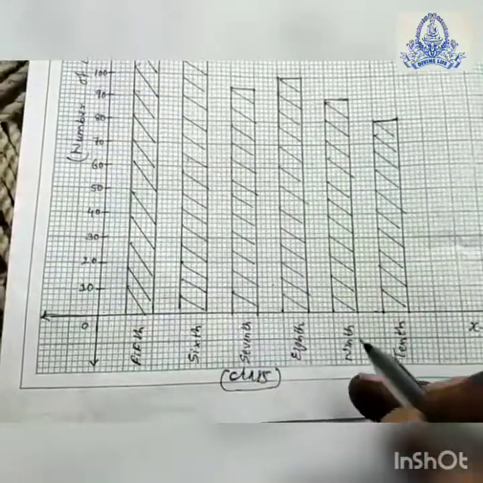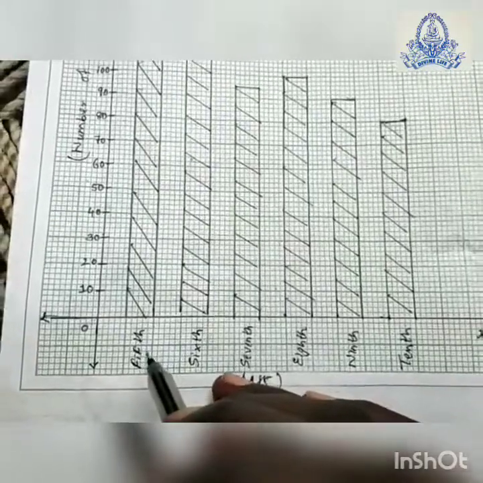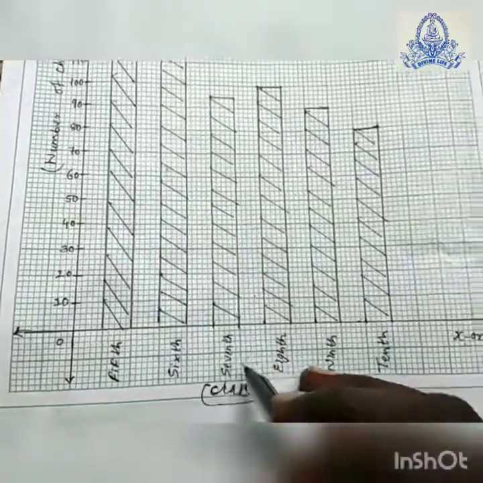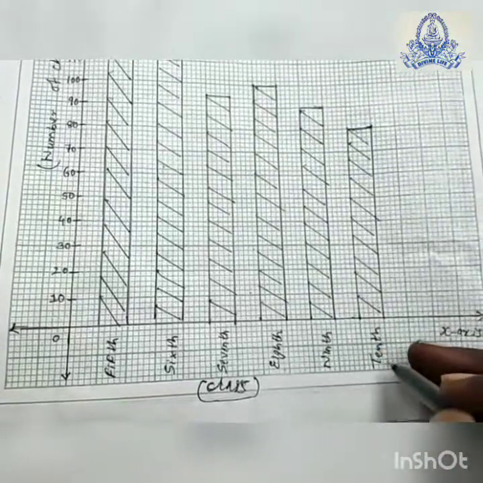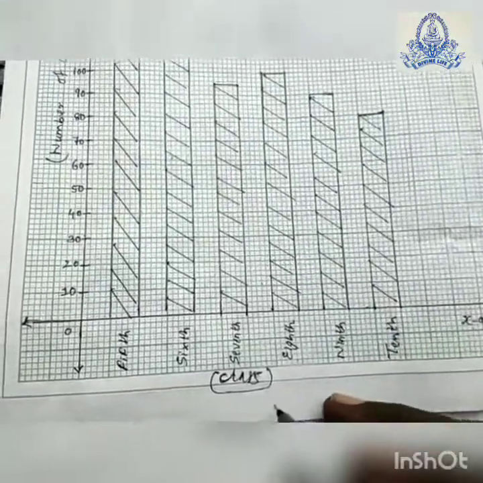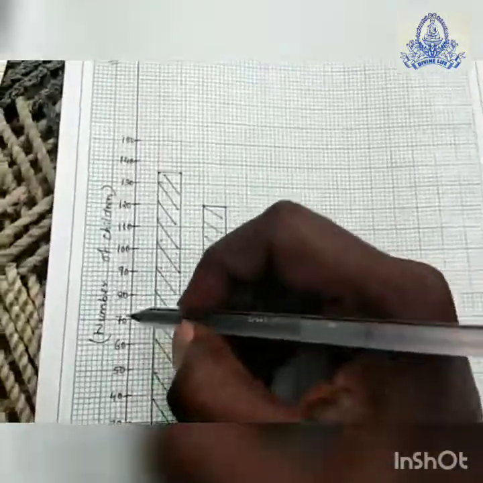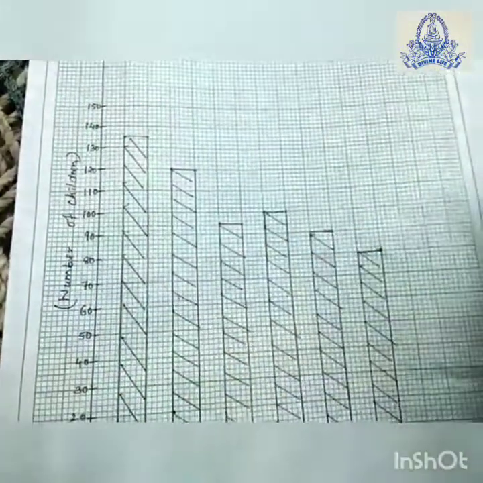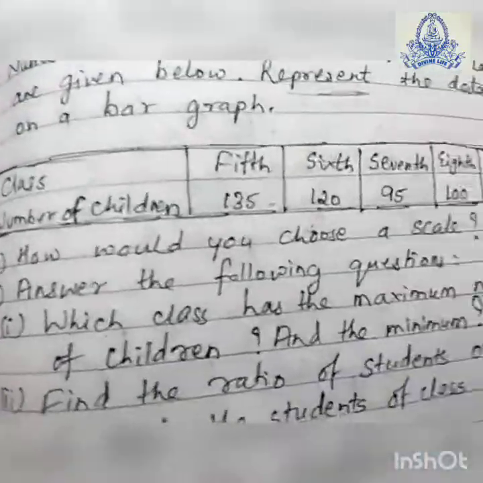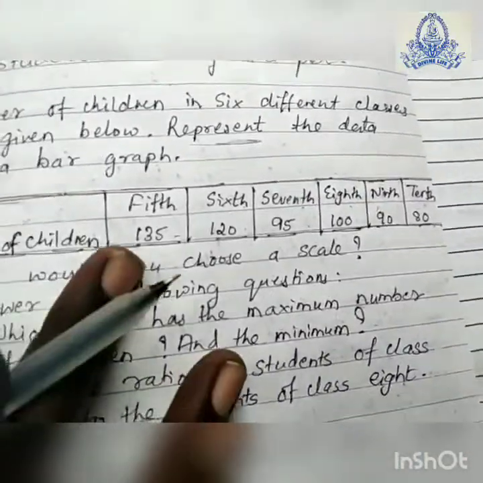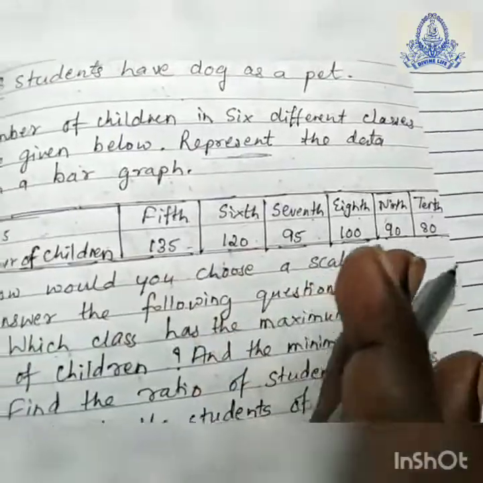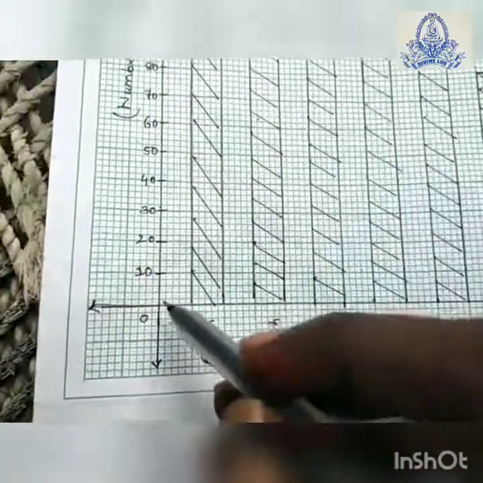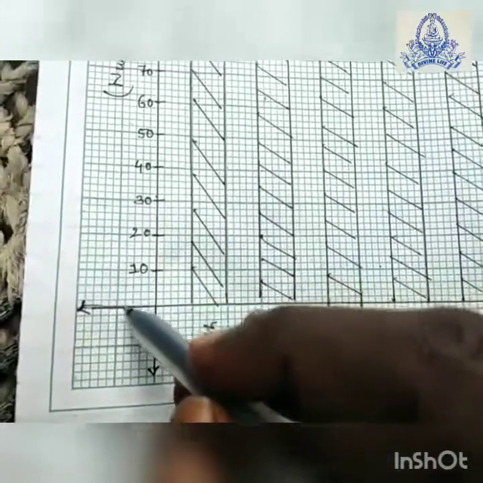We will put on the x-axis the standard, which is the classes that have been given: first is 5th, 6th, 7th, 8th, 9th and 10th class. So this is the class on the x-axis, and here on the vertical column, the number of children. In the question we have seen that the highest number of children is 135 and the lowest is 80. So we can take a difference of 10, that is 1 centimeter. This box is of 1 centimeter.